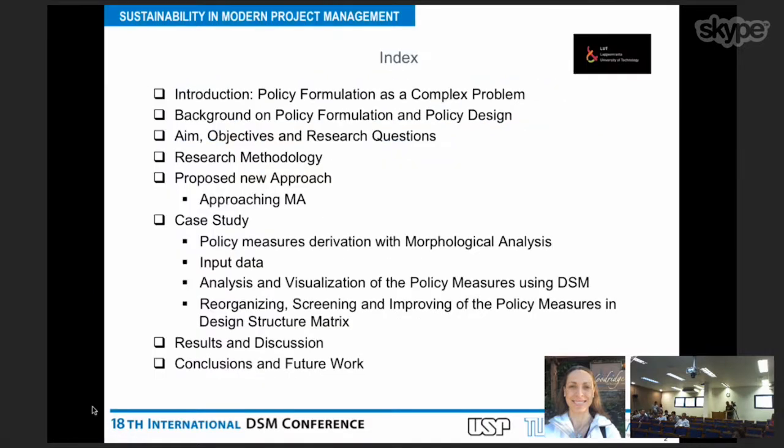For the agenda of this work, we briefly introduce policy formulation in a complex problem, a few words about policy formulation and what policy design is indeed. Then, what the aim, objectives, and research questions are.